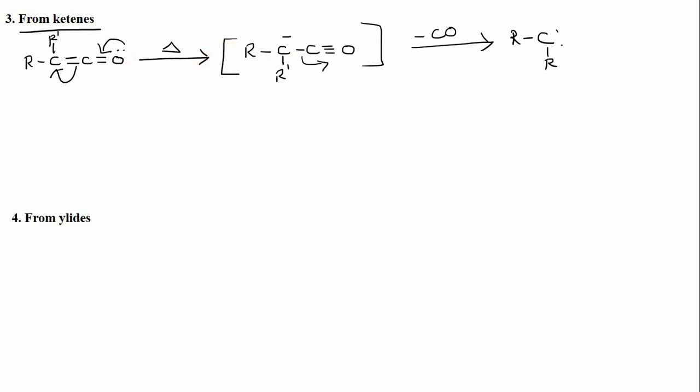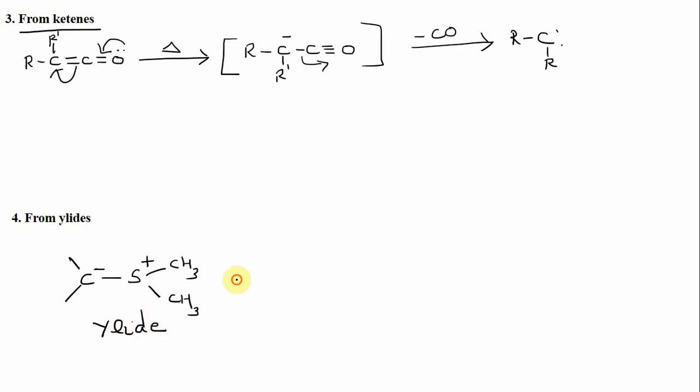Next, they can also be generated from ylides. Now the ylides are species we already know. These are species in which the negative charge over carbon is stabilized by a positive charge present on the adjacent atom. Suppose this is a sulfur ylide. In this case, the negative charge on carbon is stabilized by the positive charge present over sulfur. So this is a sulfur ylide.